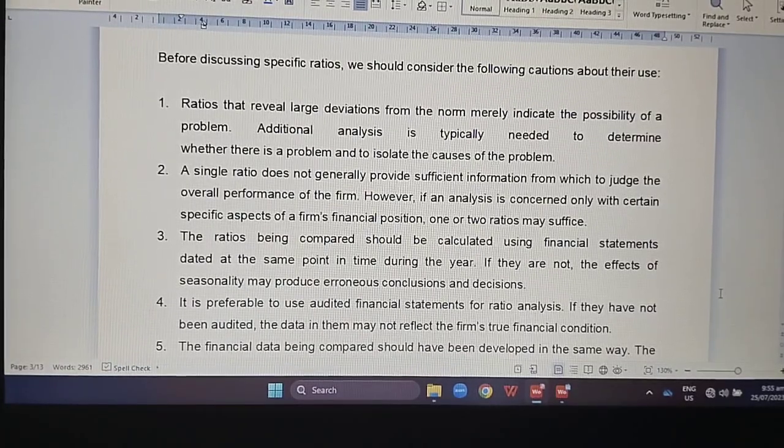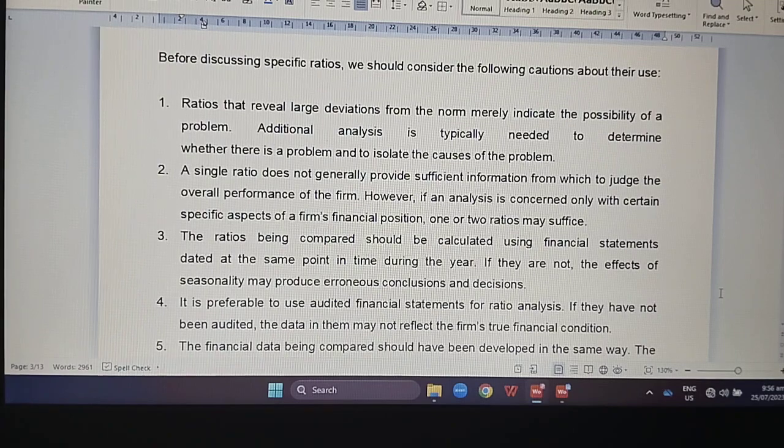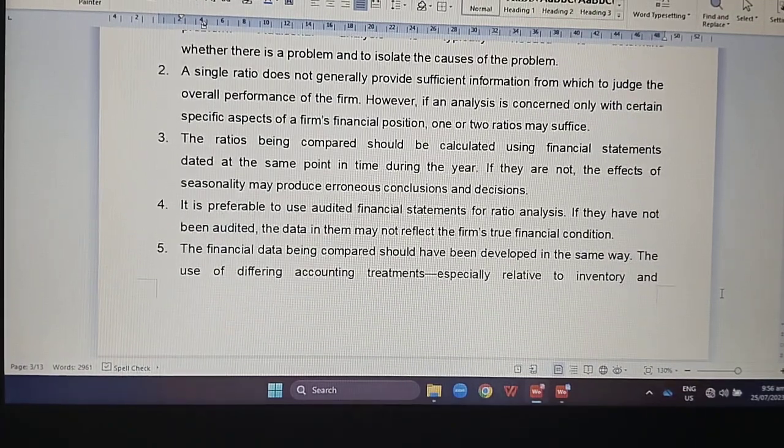Now, next, number 4. It is preferable to use audited financial statements for ratio analysis kasi ibig sabihin na check na. Audited. Okay? Kasi ito ibig sabihin na check na ng external auditor. Kaya kumbaga hindi bias. Okay?